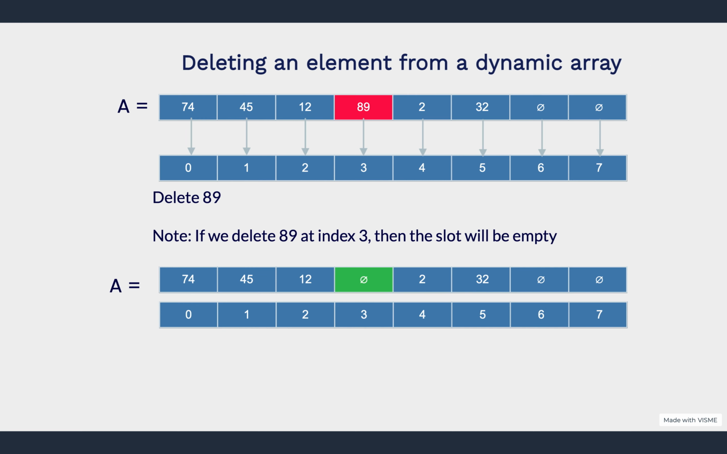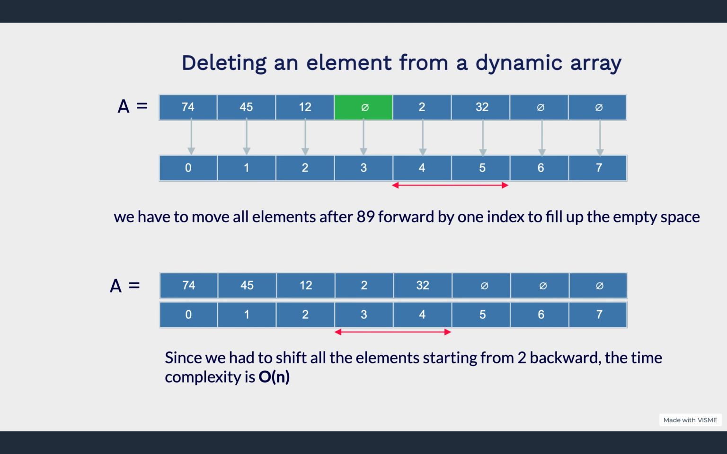Deleting an element from a dynamic array. Let's assume you want to delete 89. Now, if we delete 89 at index 3, the slot will be empty. So we have to cover up that slot because we only want to delete the element, but we don't want that index to be empty. So what we have to do is move all the elements after 89 forward by 1 to fill up the empty space.